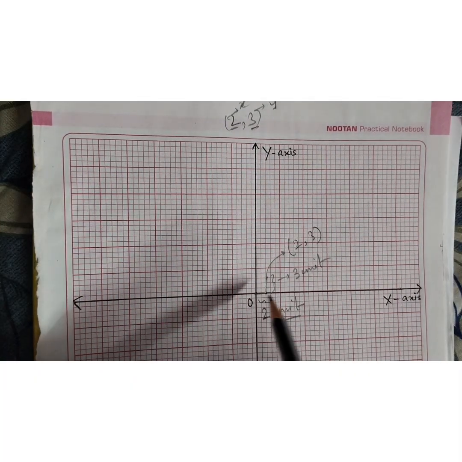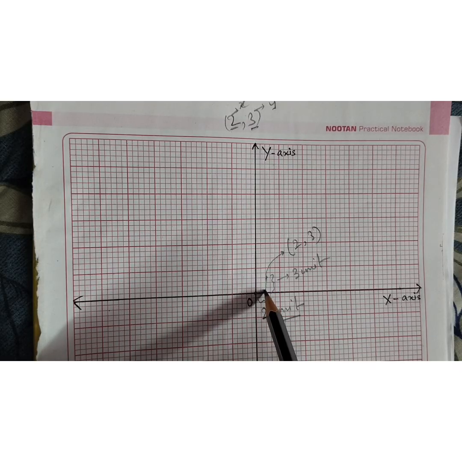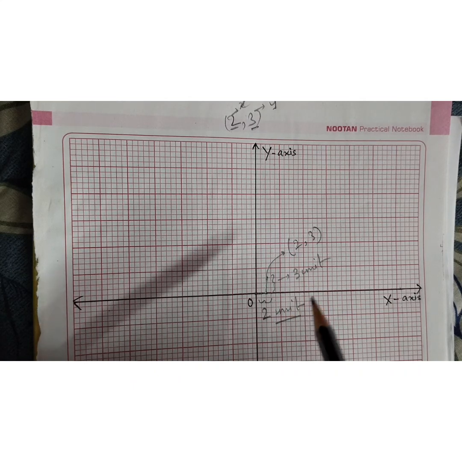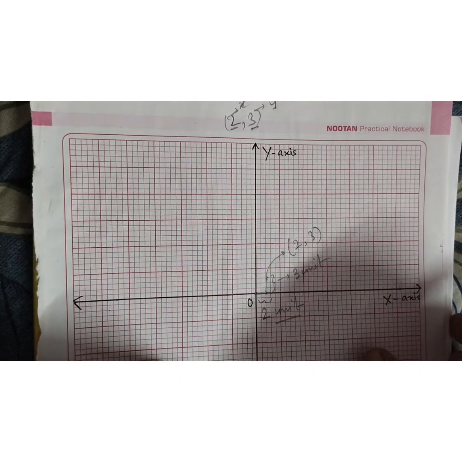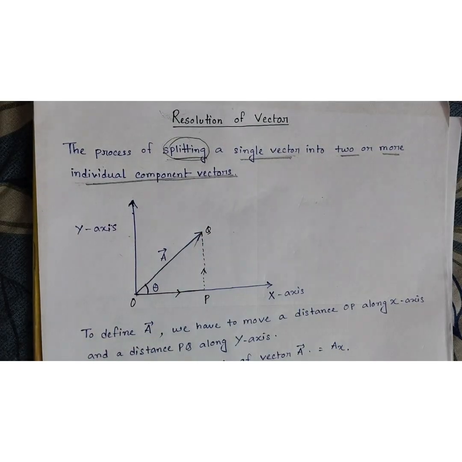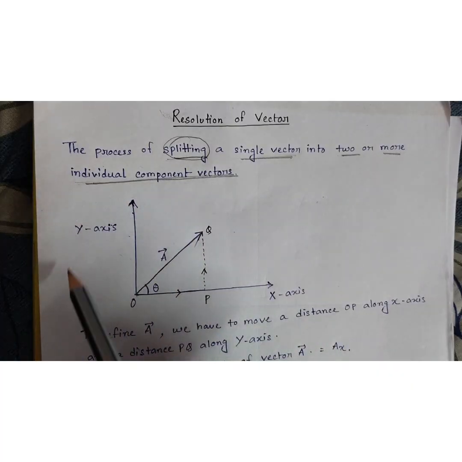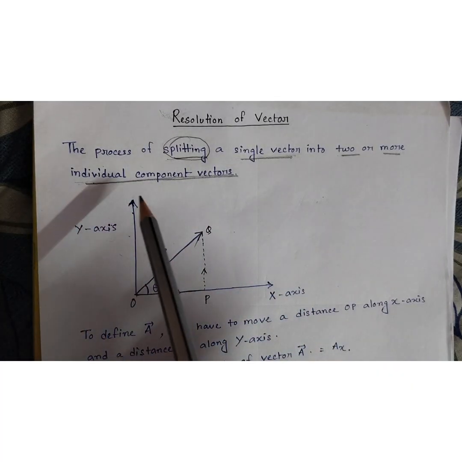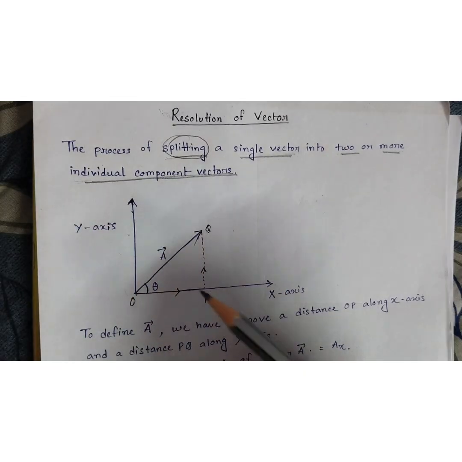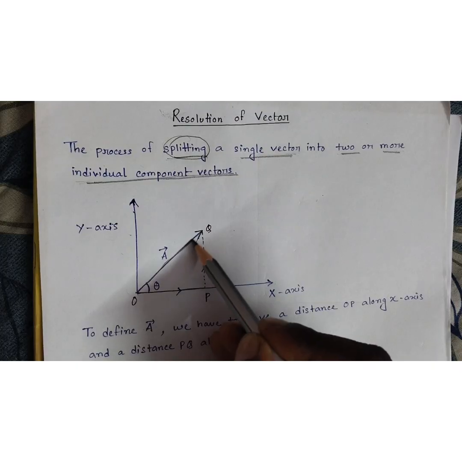To plot a point, first we move along the x-axis, then we move along the y-axis. That means this is the point. This is the procedure for how to plot a point. Now in the same way, we are going to define a vector in a two-dimensional space. You can see this is a two-dimensional space. We have defined a two-dimensional space here with the help of the y-axis and x-axis, and in this two-dimensional space we are going to define a vector here.